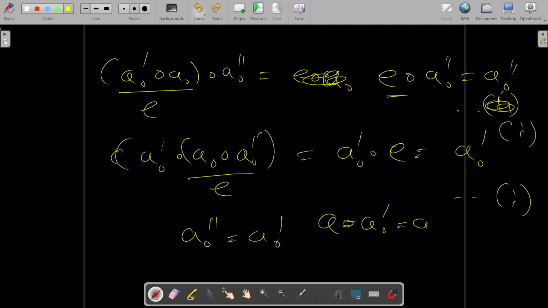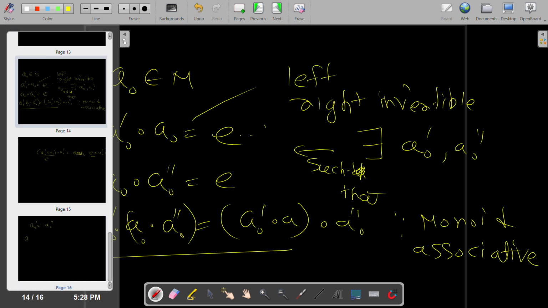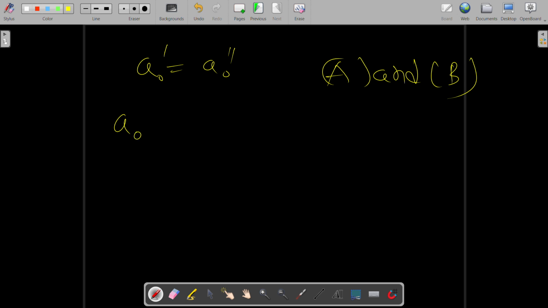Let me write in the next space here, not enough space. From 1 and 2 we are getting A not dash equals A not double dash. So if we say this is equation A and equation B, now from A and B we can say A not dash not A is equal to A not dash is equal to E. So clearly this is the property of an element becoming invertible, as E is the identity element and A not dash is the left and right inverse of A. So our proof is done.